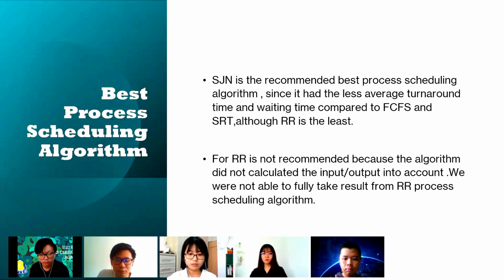Although round robin is the least, the average turnaround time of shortest job next is 170351 and the average waiting time is 159320. We do not recommend round robin because the algorithm did not calculate the input-output and its interaction. So the results of round robin are not suitable for comparing with other process scheduling algorithms. That's all from us. Thank you.